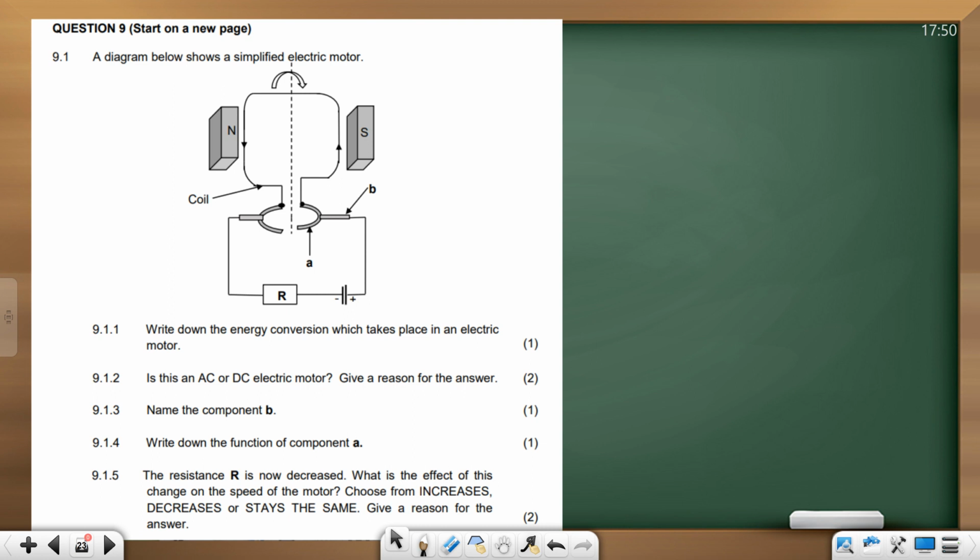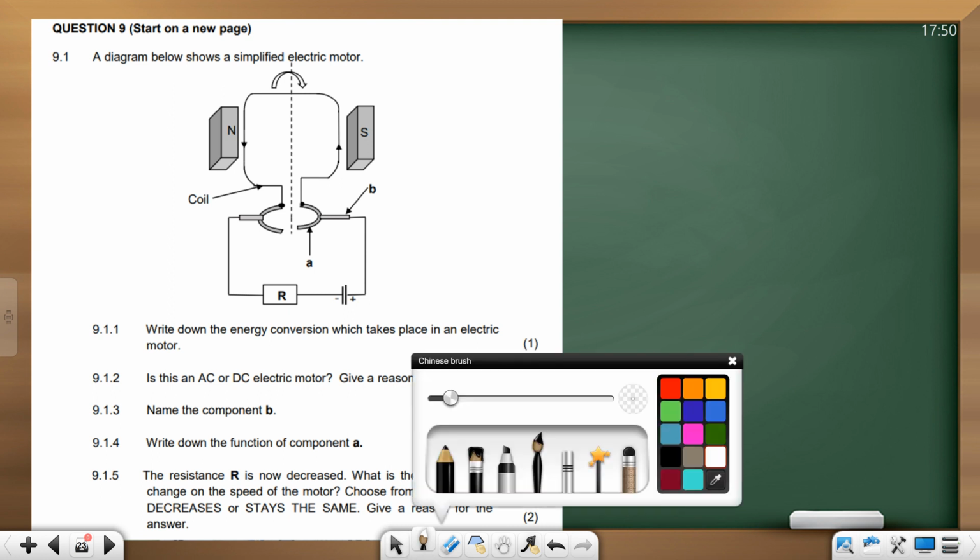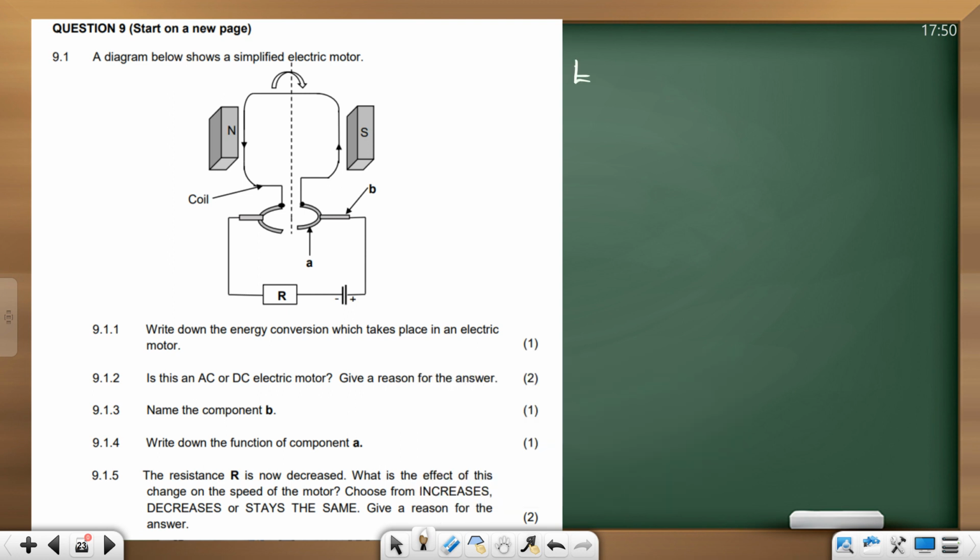All right, a simple diagram shows a simplified electric motor. Let's quickly do something here. Motor, what type of energy? It's the first one. What type of energy conversion takes place in a motor? Electrical to mechanical energy. It's already one down.